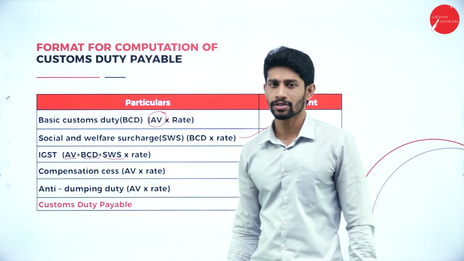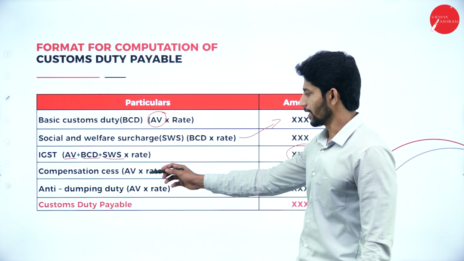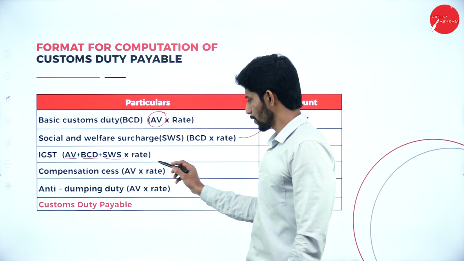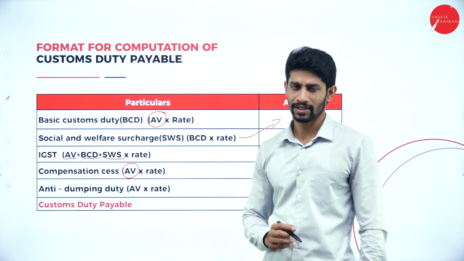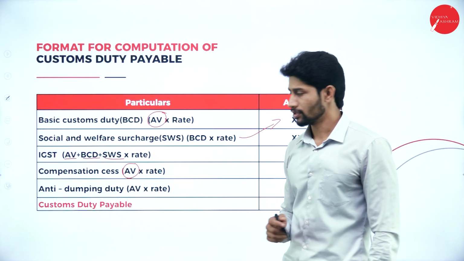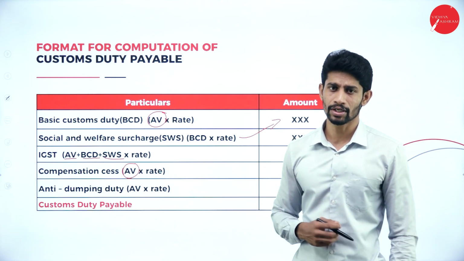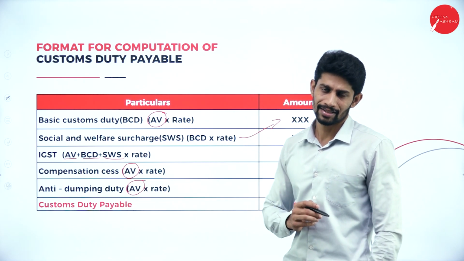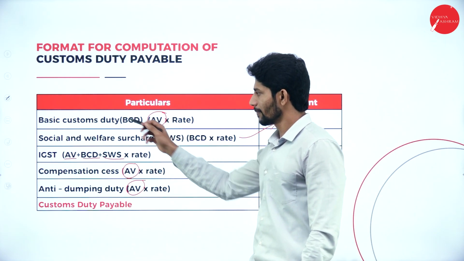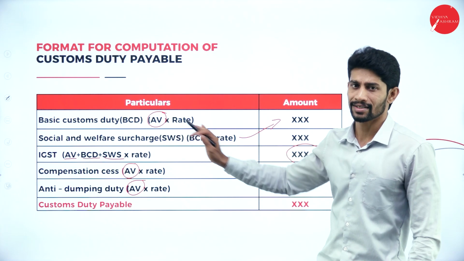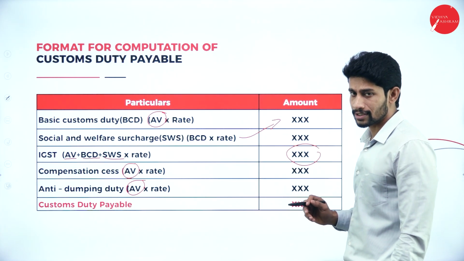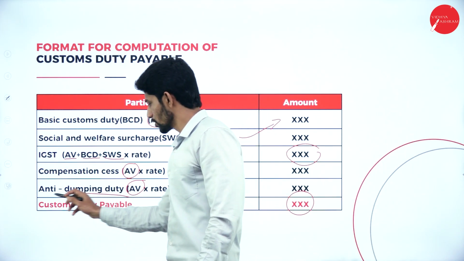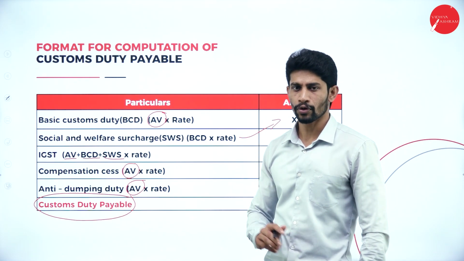Next one, compensation cess. Compensation cess, anti-dumping duty or safeguard duty, whatever the kind of duty it is, you're supposed to compute on the assessable value. For example, compensation cess will give 20%, so 20% on assessable value. Safeguard duty 20% on assessable value. Anti-dumping duty, 20% on assessable value. These are all the components to compute the different types of taxes under customs duty. If you total all those taxes payable, you'll get the grand total. The grand total is called what? Customs duty payable. So I hope you understood the format.